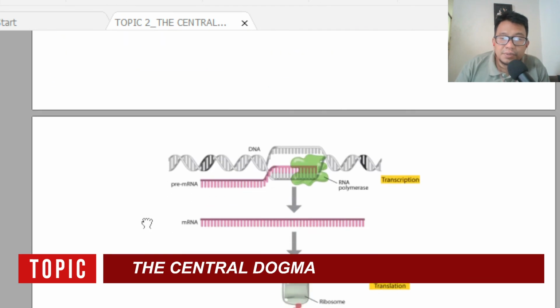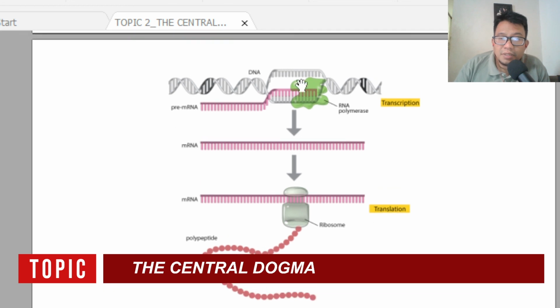Okay. So here, this is now the transcription, and then it is read by the ribosome. Okay, take note, in your cell bio, the ribosome is the one that synthesizes protein. So here it is. It is the one that copies whatever codon it is, and then it puts together the amino acids until we have a polypeptide chain here.